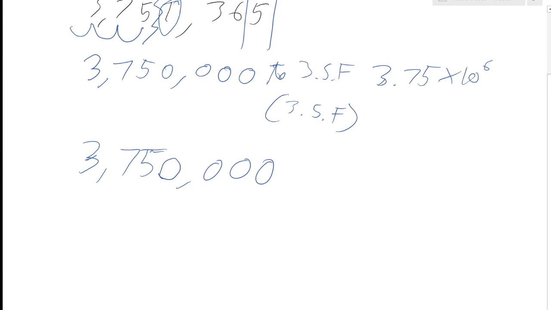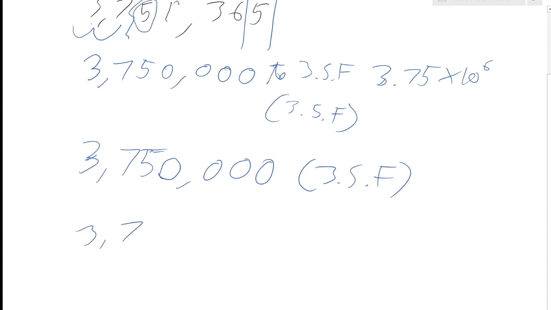If we were to instead write this number to 2 significant figures, I'll label that with 2SF. So we count in 2, 1, 2. We look at this number, and this is a 5, and 5 is 5 or more. And what this means is we have to round up. So instead of having 3,7, this 7 then gets rounded up to an 8. At which point we then fill in the rest with zeros.